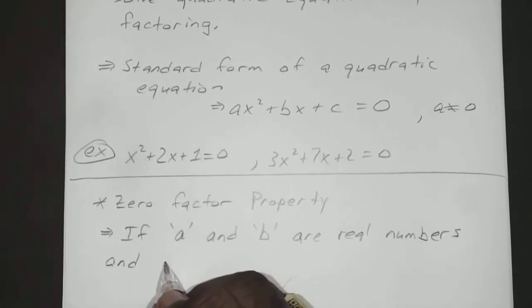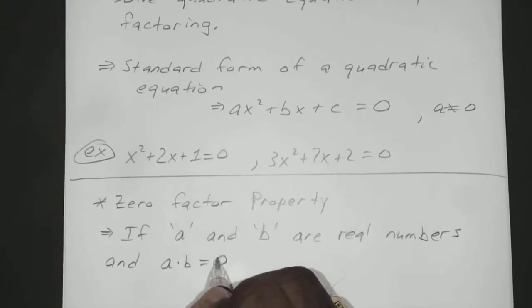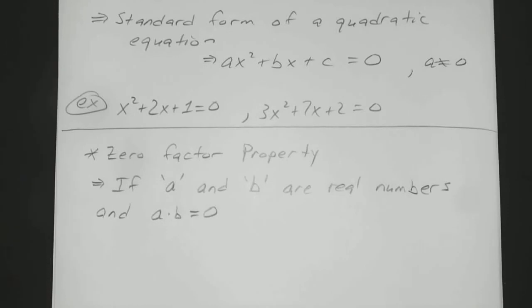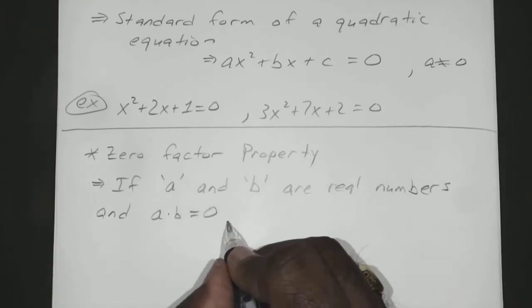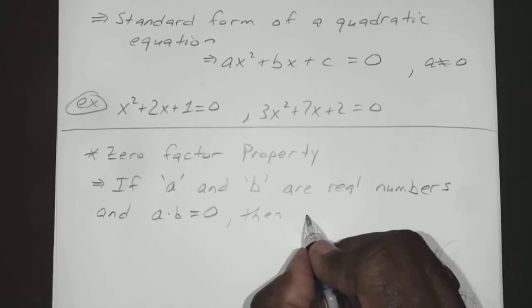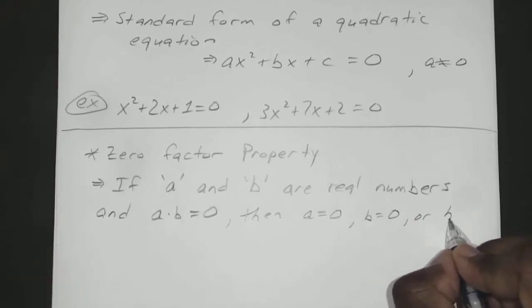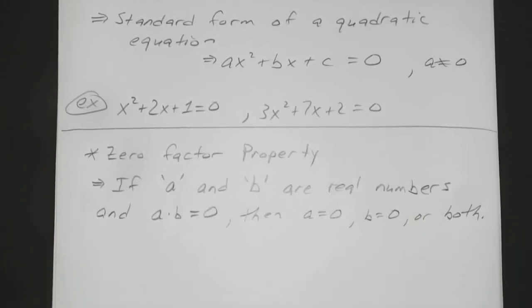And we also know that if you multiply them together, they equal 0. The only way this is possible is if either a equals 0, b equals 0, or they both equal 0, because there are no other two numbers you can multiply that would give you 0 except one of those being 0. Then a equals 0, b equals 0, or both.